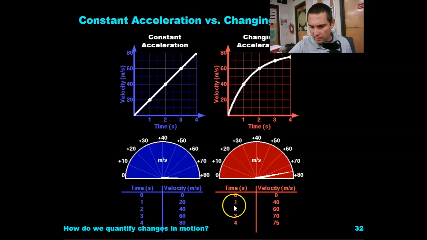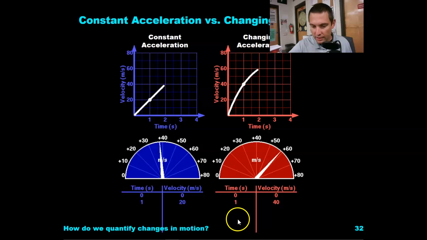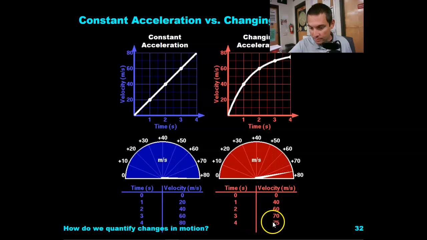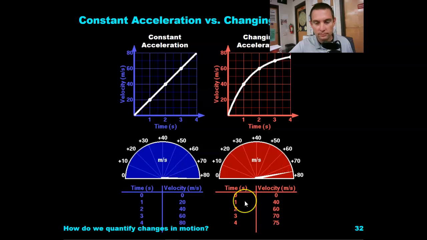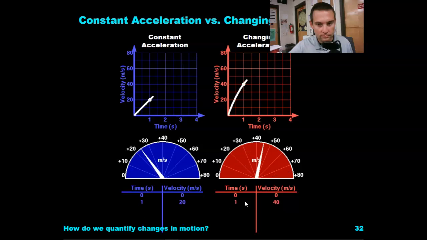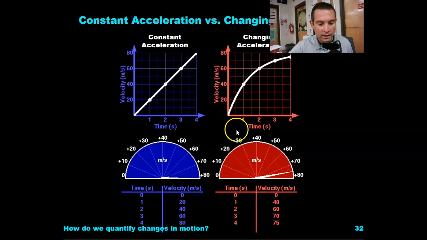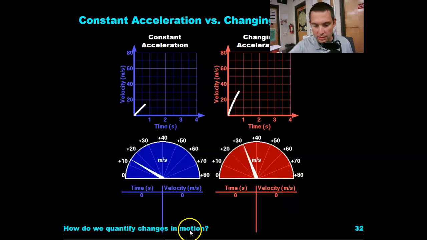Here, the first one goes up 40, the next one goes up only 20 more, and then the third one goes up 10 more, so it looks like we're slowing down. Or our acceleration is decreasing. Our acceleration is decreasing based on the charts, and what's happening to the slope? The slope is also decreasing.